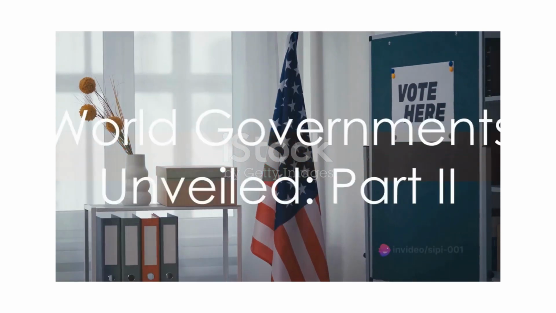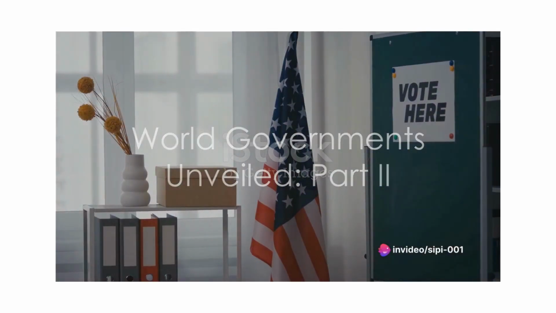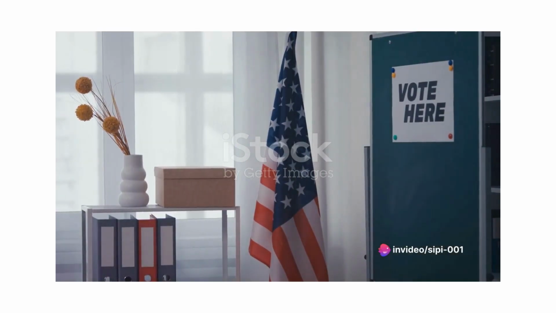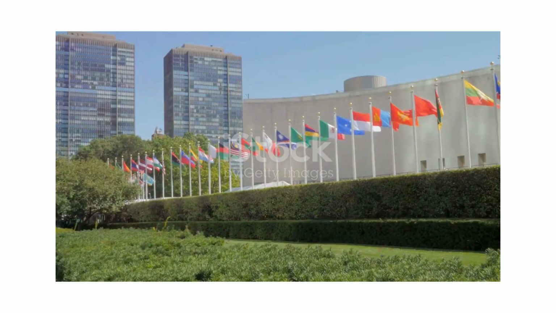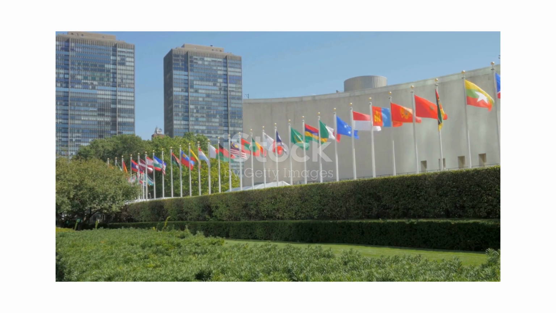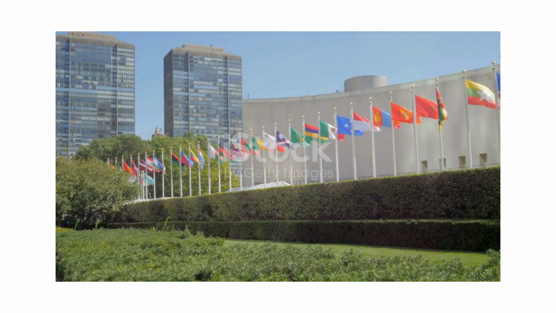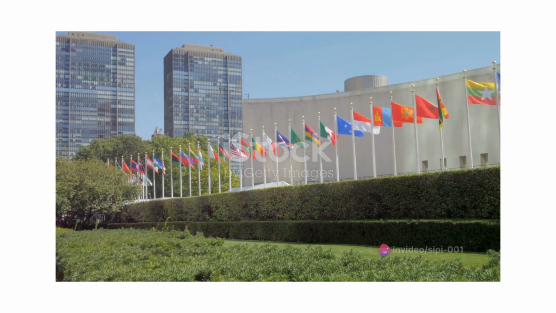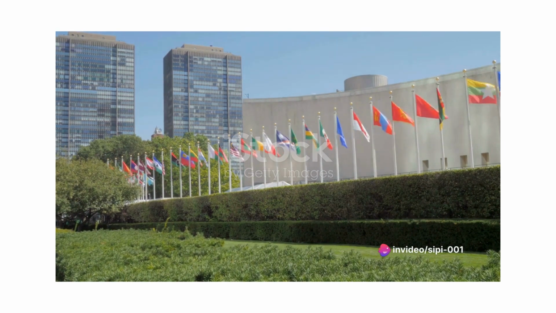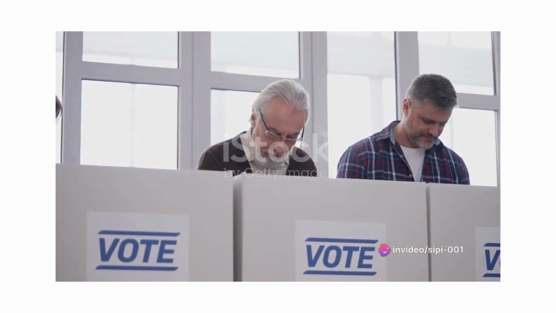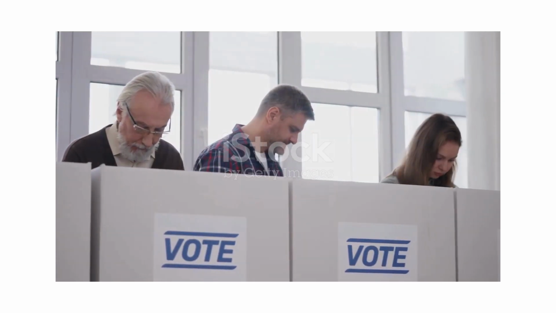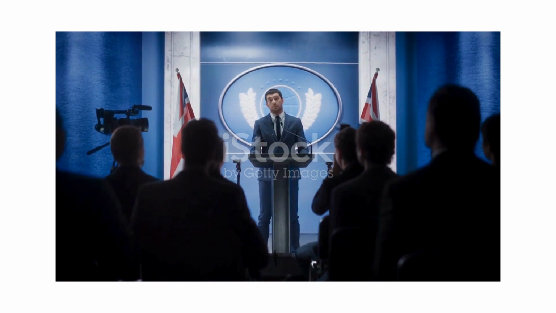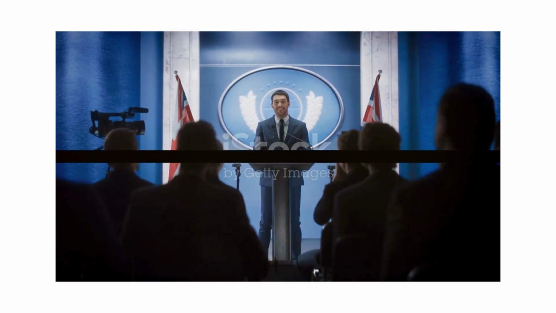This is the second part of our video series on the forms of government in different countries around the world. In the first part, we talked about the number of countries in the world, UN member countries, non-member observer states like the Holy See and the State of Palestine, and non-UN member countries. We also discussed democracy and republic as forms of government. If you haven't watched the first part yet, I recommend you do so for more information. In this video, we will be discussing the other forms of government.